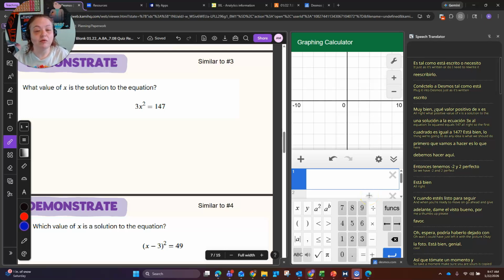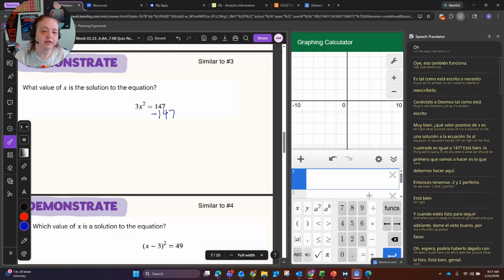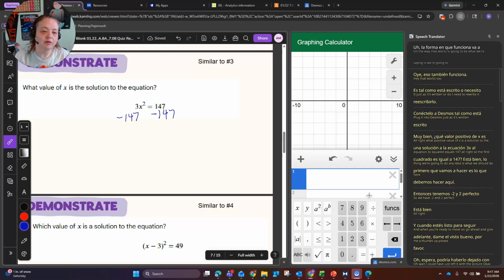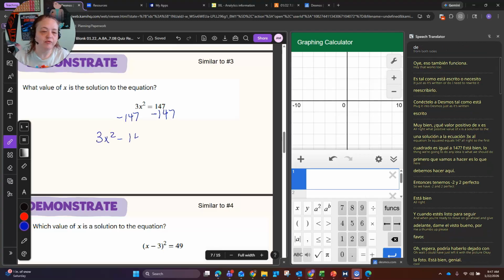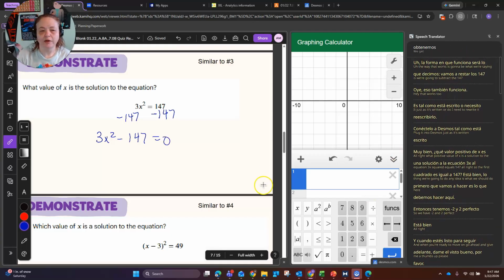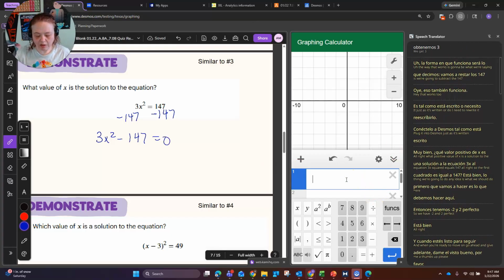Hey, that works too. The way that works is, what we're saying is we're going to subtract the 147 from both sides, and we get 3x squared minus 147 is equal to 0. All right. So we're going to say 3x squared minus 147.